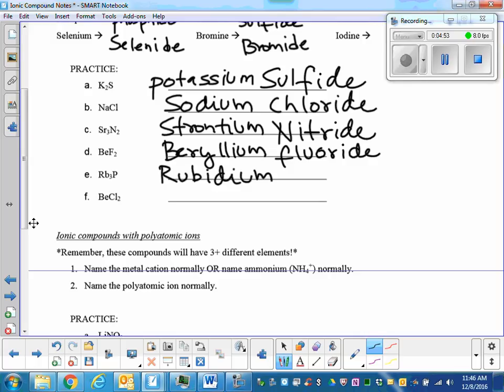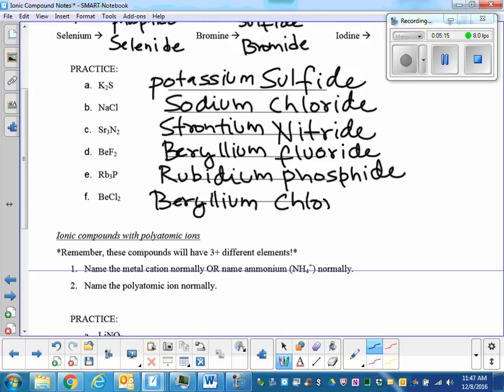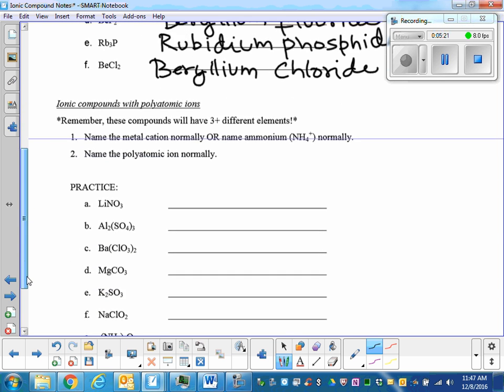And P will become? Phosphide. It's phosphorus, but it should change. The ending should change, correct? James. Be is beryllium, and Cl will become chloride. Are we good? Okay.